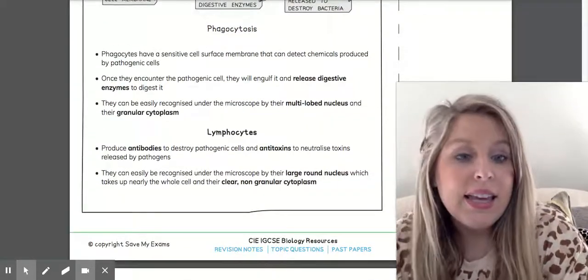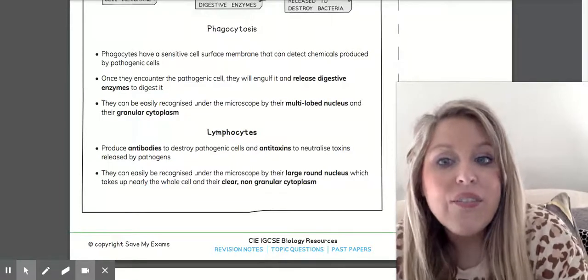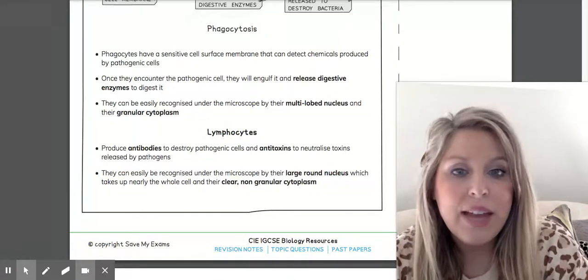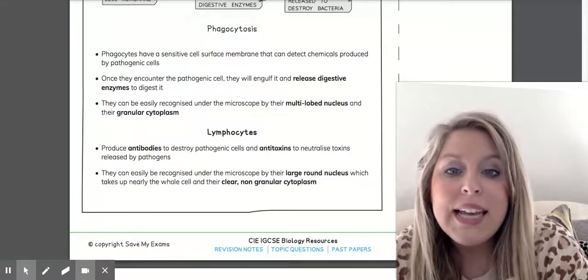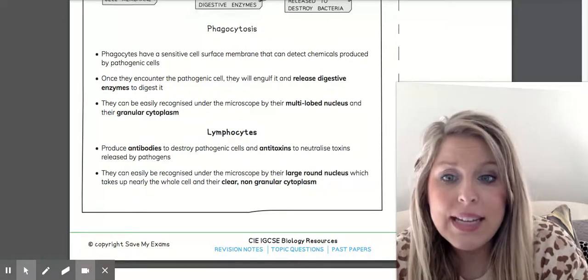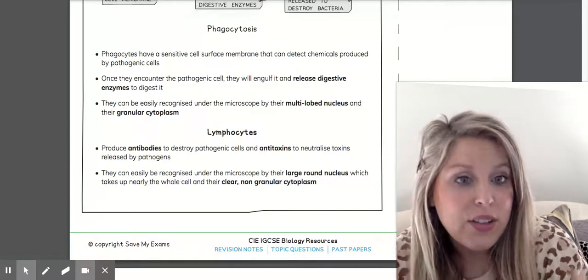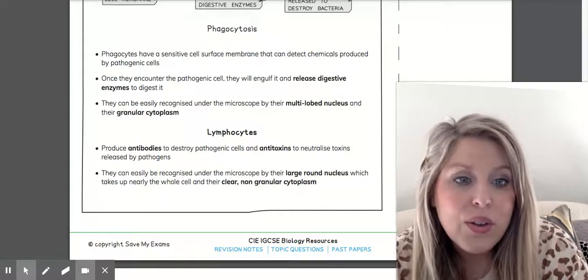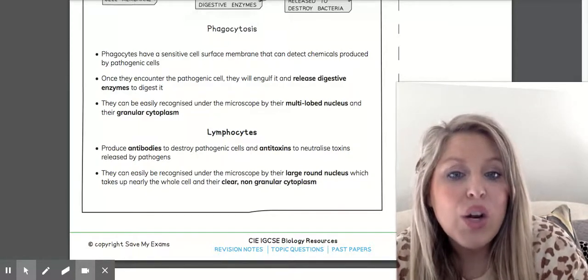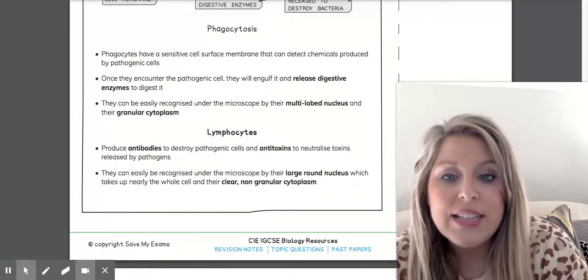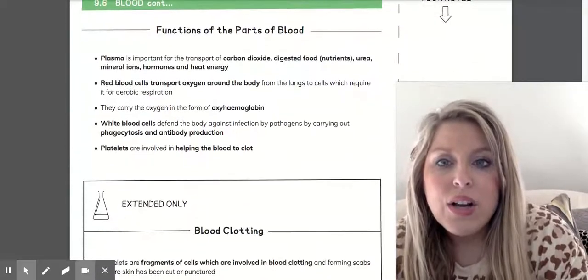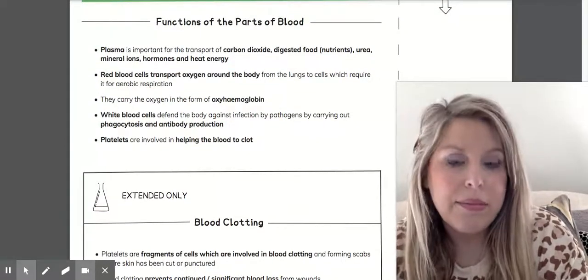On the other side of things, we have what's called the lymphocyte, which produces the antibodies. Again, a little bit of review from the last unit that we covered. Ultimately, antibodies help destroy pathogenic cells. And when we look at these, and I'll give you an image of this on your diagram that you'll use for today, these are easily recognizable because they have a large round nucleus, which takes up nearly the whole cell.